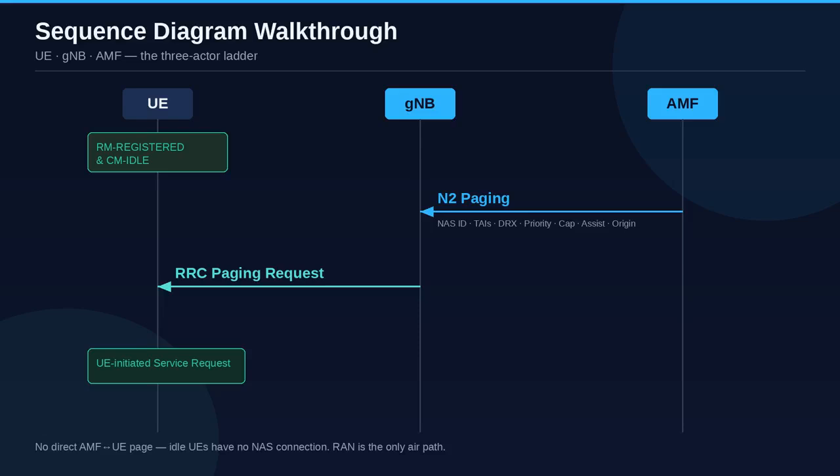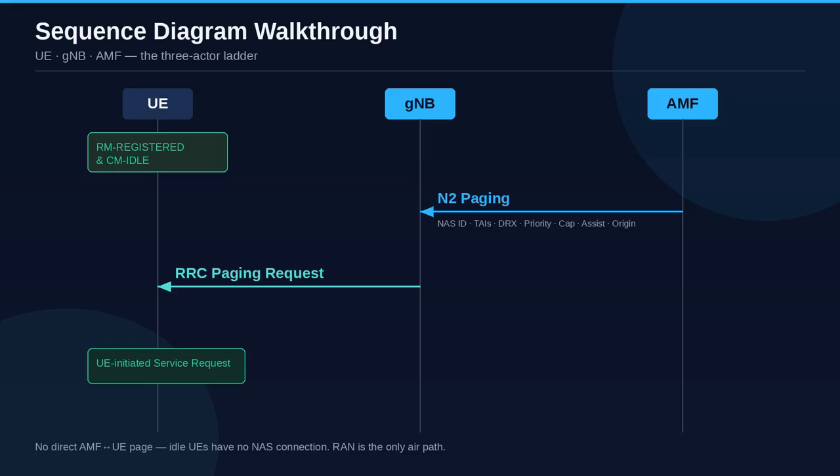Let us walk the sequence diagram end to end, the way it appears in the source. Left to right, we have three actors, UE, gNB, and AMF. The UE starts labeled RM registered and CM idle, our precondition box. Arrow 1, right to left from AMF toward gNB. N2 paging. On that arrow, ride the NAS ID for paging, the list of TAIs to be paged, paging DRX, paging priority, UE radio capability for paging, assistance data for paging, and paging origin. The AMF may send this to multiple RAN nodes that cover the registered tracking areas.